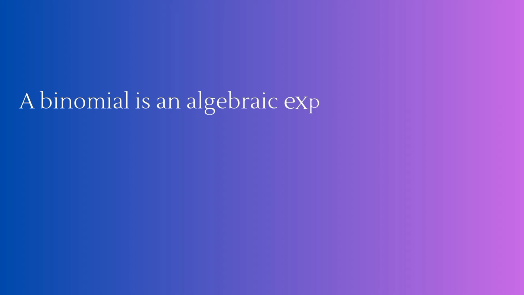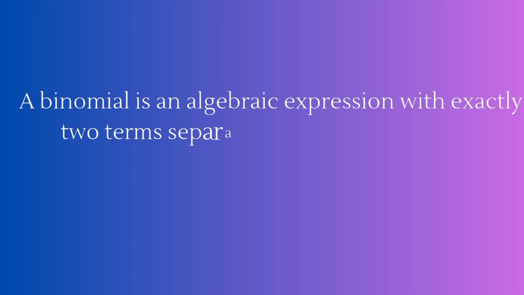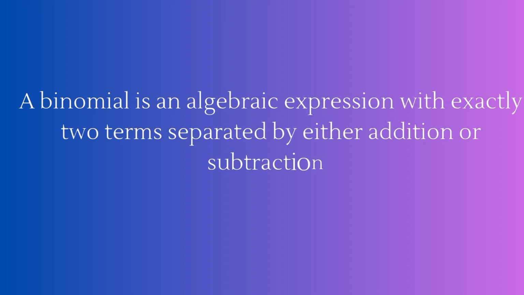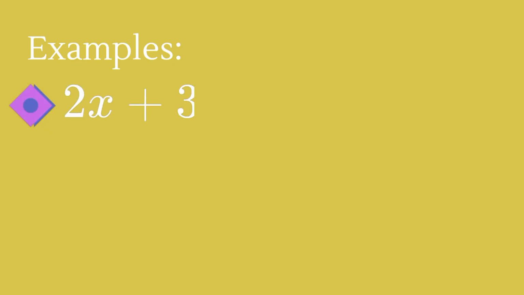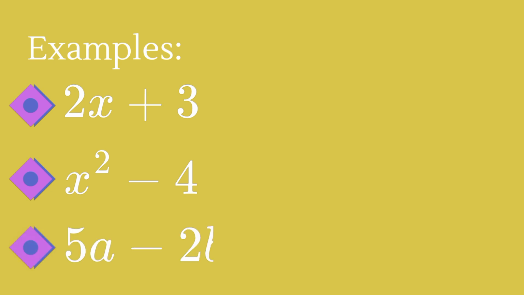Next, we have binomials. A binomial is an algebraic expression with exactly two terms separated by either addition or subtraction. Let's look at some examples. 2x + 3, two terms, one with x and one constant. x² − 4, a term with x² and a constant term with a subtraction. 5a − 2b, terms with different variables. Binomials are great for simplifying and solving equations, especially in factoring.